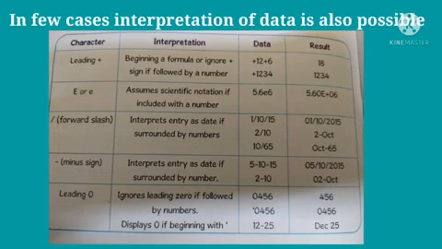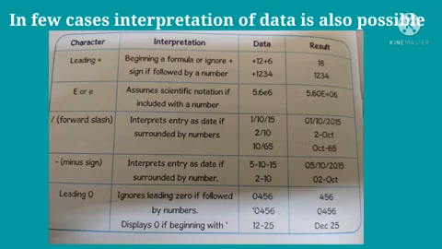In a few cases, interpretation of data is also possible. If you type 1/5 or 01/05, Excel automatically converts this entry into January 5th of the current year. If you want the result as 1/5 or 01/05, then add a single inverted comma, 0 as the first digit, followed by a space and the number.